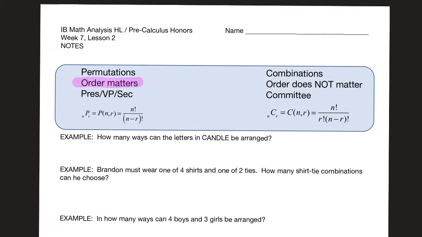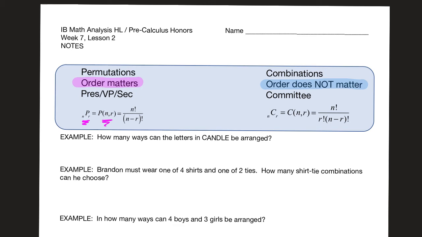Order matters. It's like if you're picking a president, a vice president, and a secretary, the order there matters. Versus over here where order does not matter, this is more like picking a committee. And there are the two definitions along with two different notations. So you might see notation like this, or you might see notation like this.